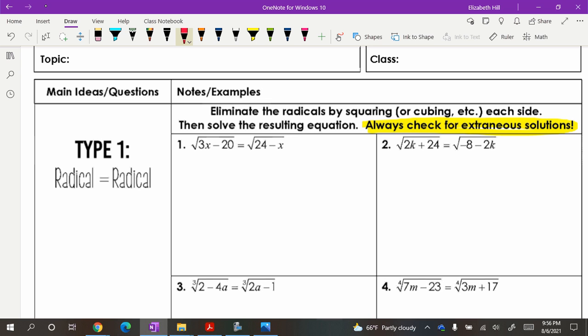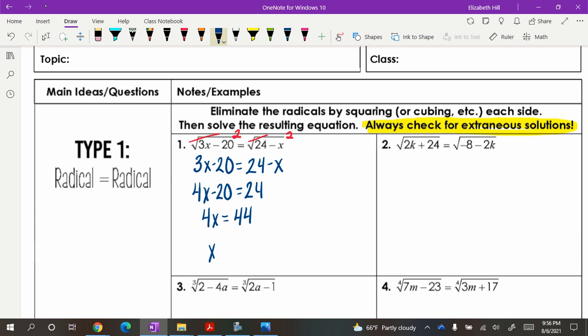What I can do here is go ahead and square both sides. That will knock out our square roots, leaving us with 3x minus 20 equal to 24 minus x. Look how nicely that worked out for us. So now you're just solving a linear equation. We're adding x: 4x minus 20 equals 24. Add 20, so 4x is equal to 44, and we can divide, so x is going to equal 11.